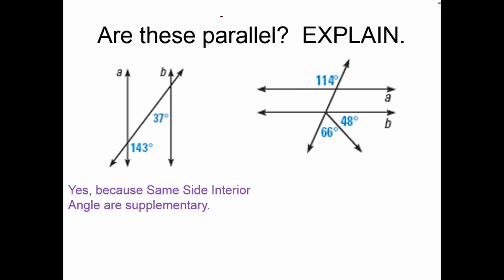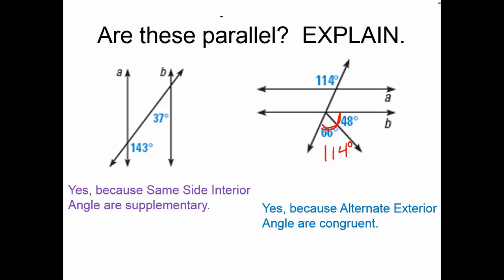And this one here takes a little bit of work. These would be alternate exterior angles. So that means that they would have to be congruent. So are these two angles congruent to each other? Well, this would be 114, so this whole thing here is 114 degrees. So those two are congruent to each other. Therefore, I can state, yes, these two lines are parallel because their alternate exterior angles are congruent.